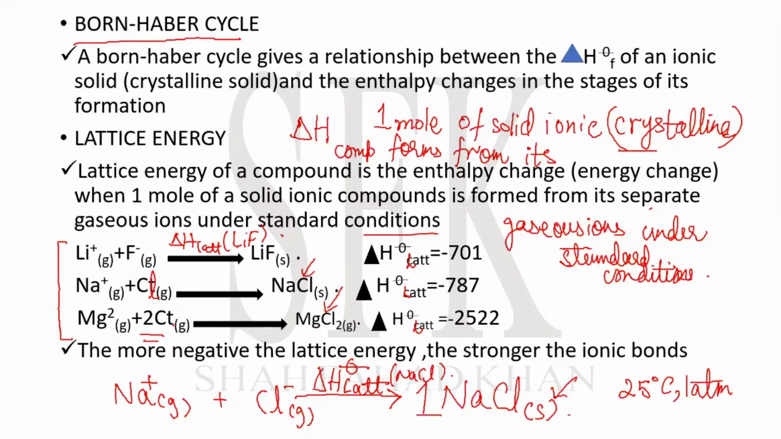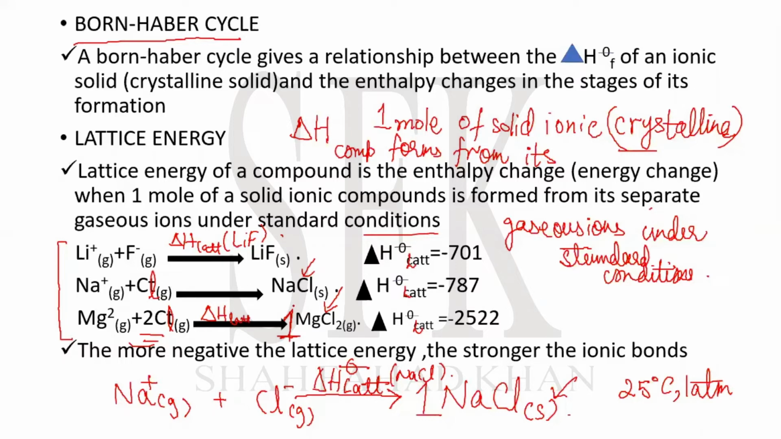Although we have a 2 over here in chlorine, this doesn't affect our value, this is still the lattice energy of magnesium chloride. Because lattice energy depends upon the amount of the product. If we have only one mole of this product, then that means we have only one mole of lattice energy. And in this case, lattice energy of magnesium chloride.